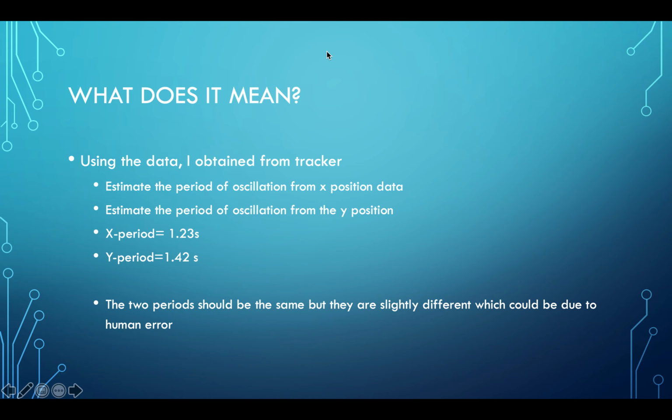So what does it mean, part 2? Using the data I obtained from Tracker, I estimated the period of oscillation from the X position data and from the Y position data. In order to do that, I calculated the different peaks and divided by the time. I got X is equal to 1.23 seconds and Y is equal to 1.42 seconds. The periods should be the same, but they're slightly different, which could be due to human error.